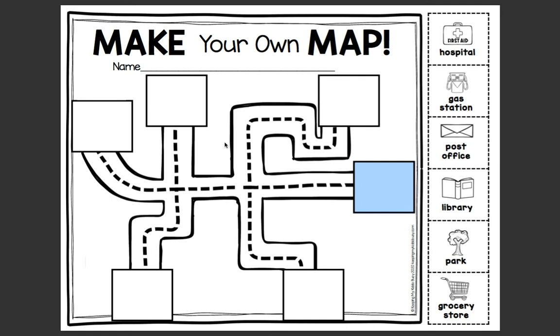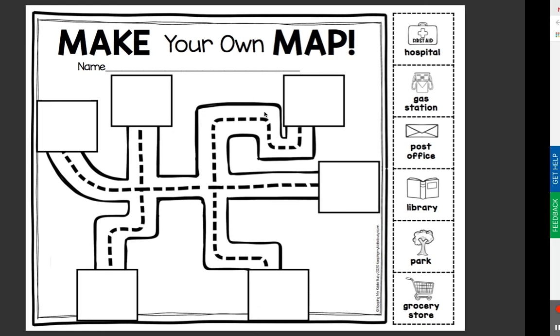Now, I want you to create your own map. So here are all your different options. You need to use all of them. You're going to cut these out on the dotted lines. Remember, we only cut on the dotted lines. Then you're going to paste them in any box that you want. And you get to make your own map.